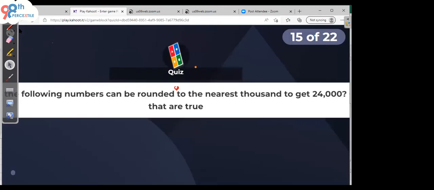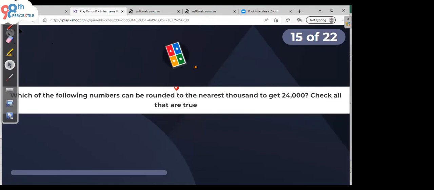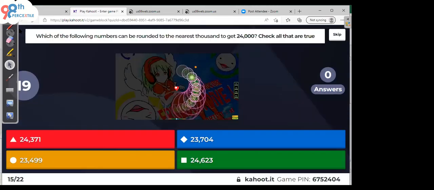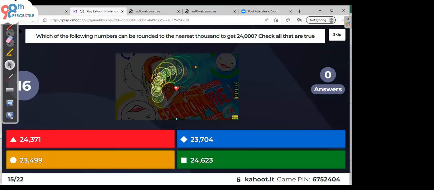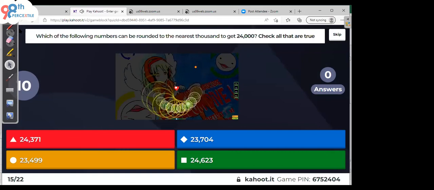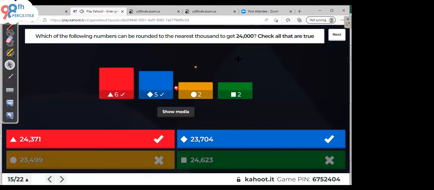It's a multi-select question. Which of the following numbers can be rounded to the nearest 1,000 to get 24,000? Check all that are true. You have to round it to the nearest 1,000 so that we get 24,000. Quick, quick, quick. Why is it taking time? Okay, nearest thousands. Whenever we are taking the nearest 1,000, we must check the last 3 digits.